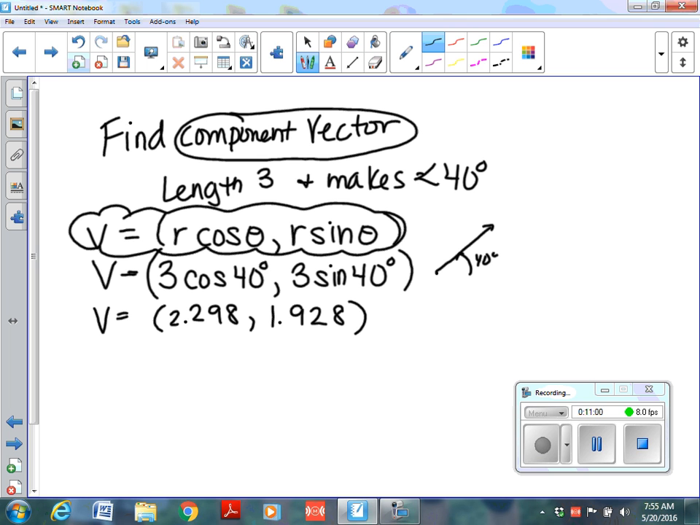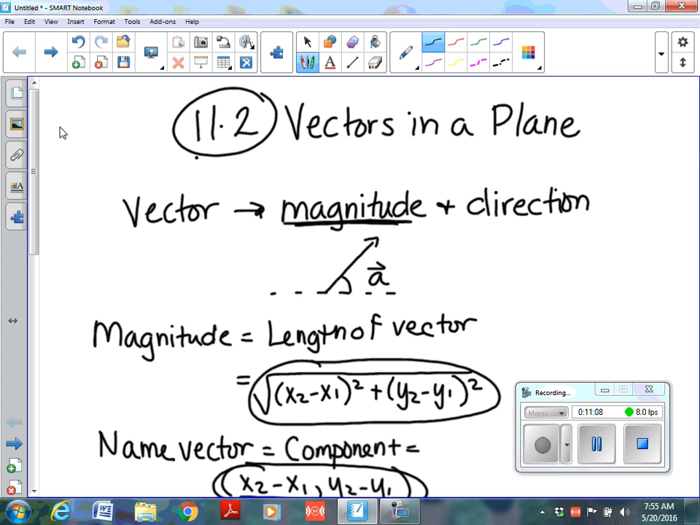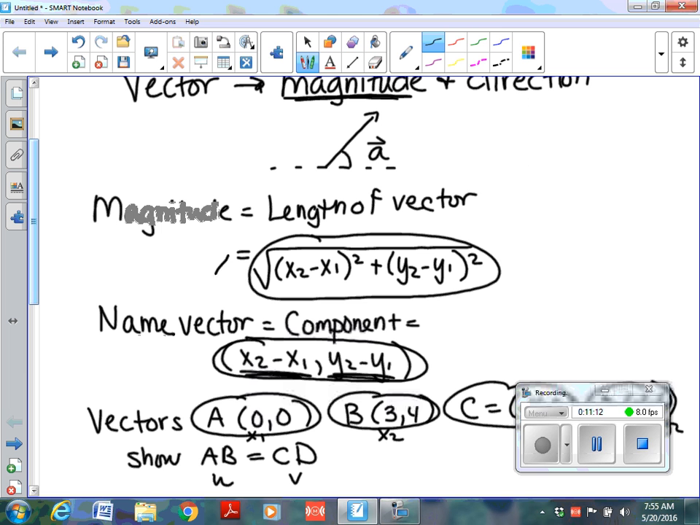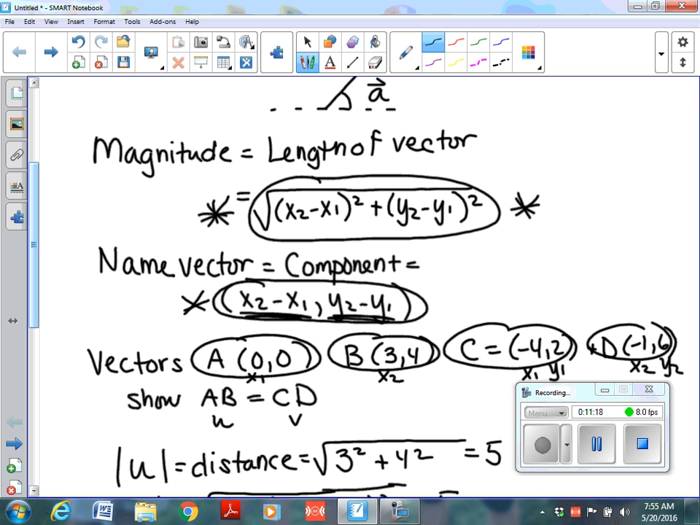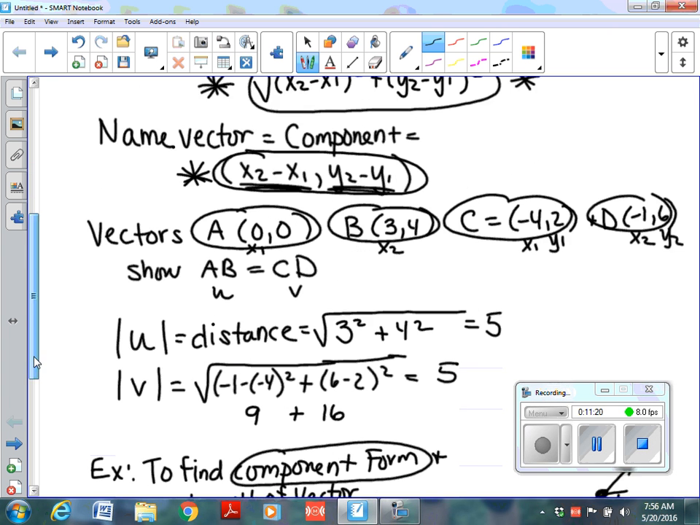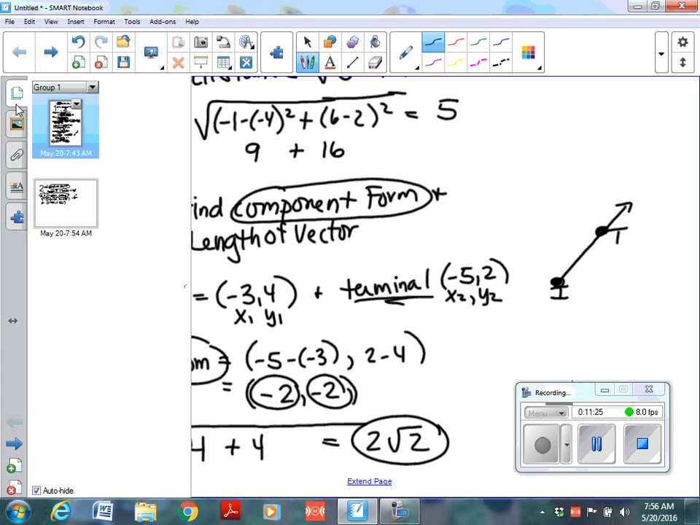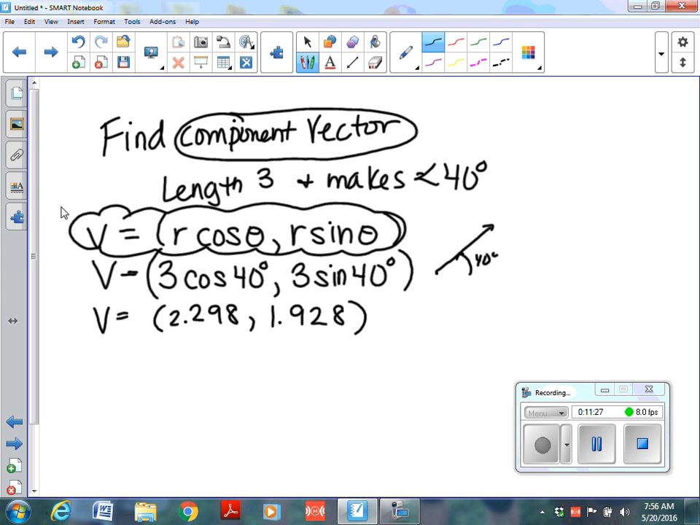So basically, before we go on to the next part, I'm just going to recap what we've learned so far. So far, we learned how to find the length of a vector, which is right here. It's called the magnitude. And we also learned how to name a vector, which is right here. The last thing we learned is another formula to find the component of a vector, and it's right here.